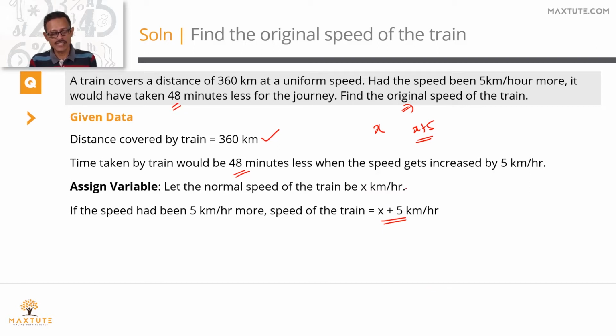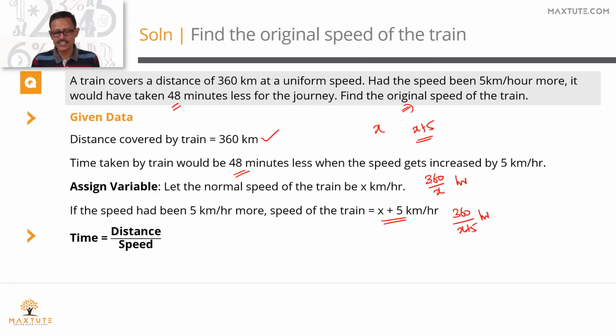Let's compute the time taken for this journey. Time taken is equal to distance by speed. To cover 360 kilometers at x kilometers per hour, it's going to take 360 by x hours. To cover the same 360 kilometers at an increased speed, x plus 5, the time taken will be 360 by x plus 5 hours. So, this is the time taken at the first speed. This is the time taken at the second, increased speed. They're saying the difference between these two is equal to 48 minutes. Let's rewrite this entire thing in a printed form in the next slide.